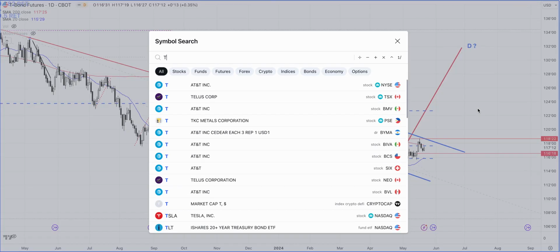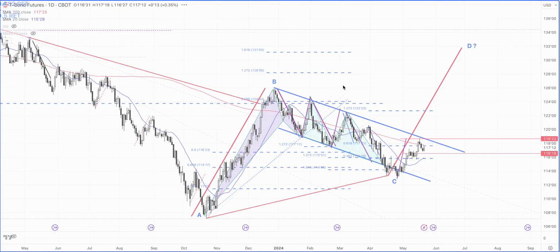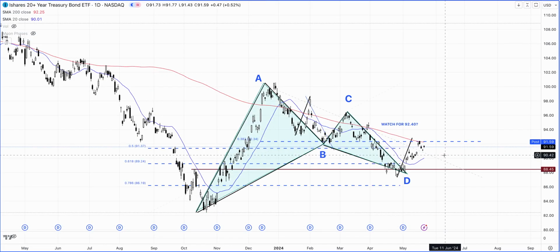Okay, and then we'll take a look at the TLT. This is the ETF for 20 plus year duration treasury bonds. And here we're waiting for this 92.40 to be broken to the upside. We have a very similar kind of pattern to the long bond futures, and it needs to get above and break this bearish symmetry pattern, get above the 38.2% retracement, and also above the 200-day moving average.